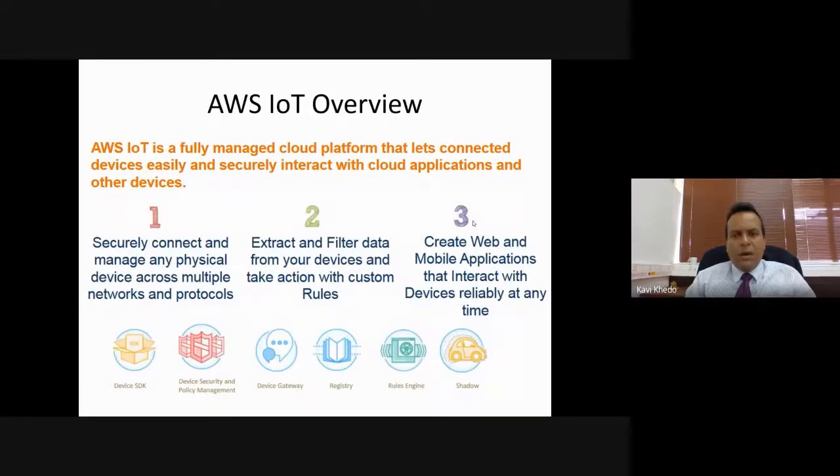AWS stands for Amazon Web Services. Okay, it's very popular. AWS IoT is a fully managed cloud platform that lets connected devices easily and securely interact with cloud applications and other devices. So you connect your sensors, you extract the data from your device, take action with rules, you implement different rules. We need to trigger an alarm, we need to open water, close water, open a door, close a door, whatever. You can create web and mobile applications that interact with those devices.